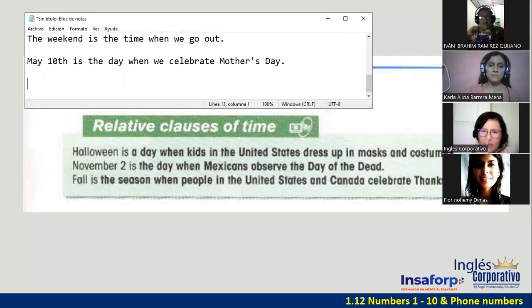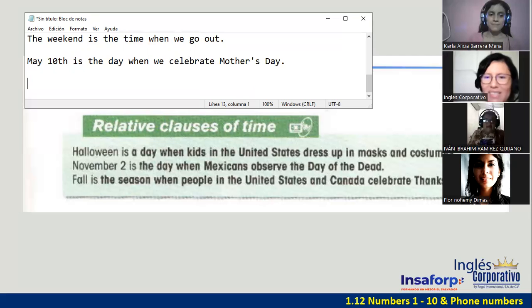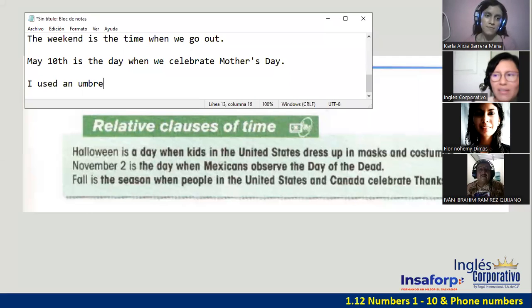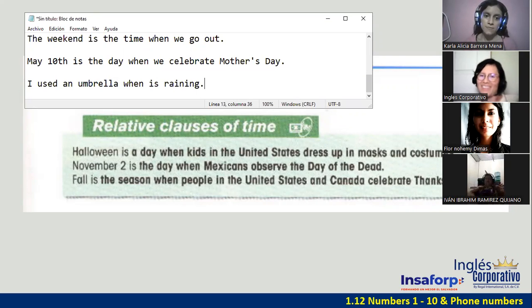Iván o Carla, no sé quién levantó la mano. Ah, vaya, dígame, Carla. I use an umbrella when it's raining. Ah, muy bien. I use an umbrella when it's raining. Muy bien. Hoy sí la escucho bien, Carla. Exactly. I use an umbrella when it's raining. Perdón, when it is raining sería, when it is raining. Muy bien. Okay.